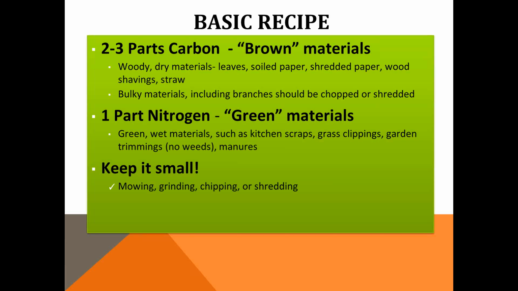If you're going to use branches, they need to be chopped and shredded because you don't want big materials. Your nitrogen is your green materials, your kitchen scraps, grass clippings, garden trimmings, preferably no weeds, or manures, livestock manures. You want to keep it small.